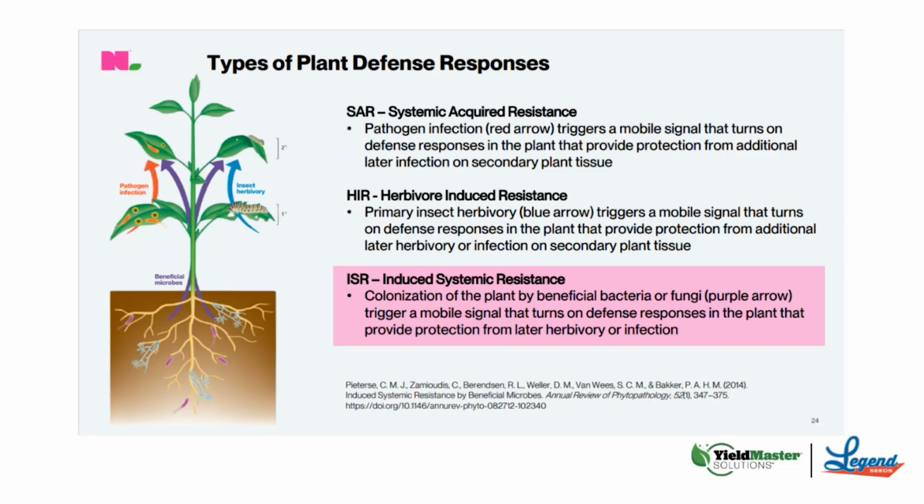Okay, so I'm going to dive in here now to how it works. In a plant, there are all sorts of different types of defense responses. At the top there, you have systemic acquired resistance. Then you have herbivore-induced resistance. If you're like me and live in Wisconsin or up north, we have lots of that in the form of four-legged brown creatures called deer. We'll explain that in a minute. And then induced systemic resistance, and that's the one we're going to focus on.